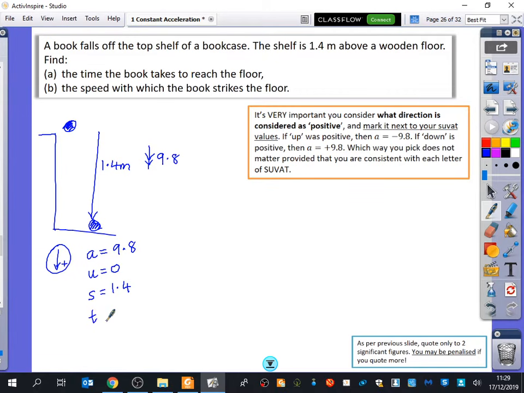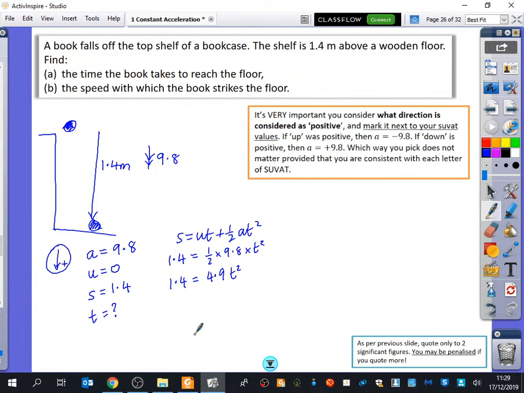And we want to find out, first of all, the time for this to happen. So we're going to use s equals ut plus a half at squared. So we get 1.4 equals 0, because u times t when u is 0 is just 0, plus a half times a times t squared. So we get 1.4 is a half of 9.8, which is 4.9. So it's 4.9 t squared.